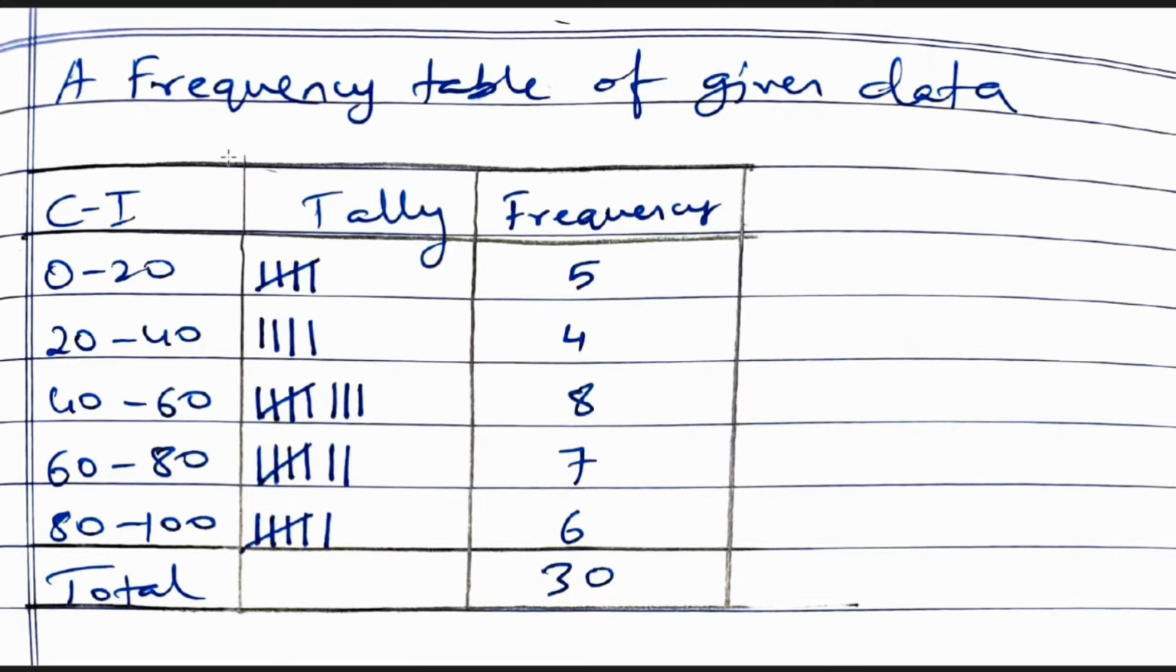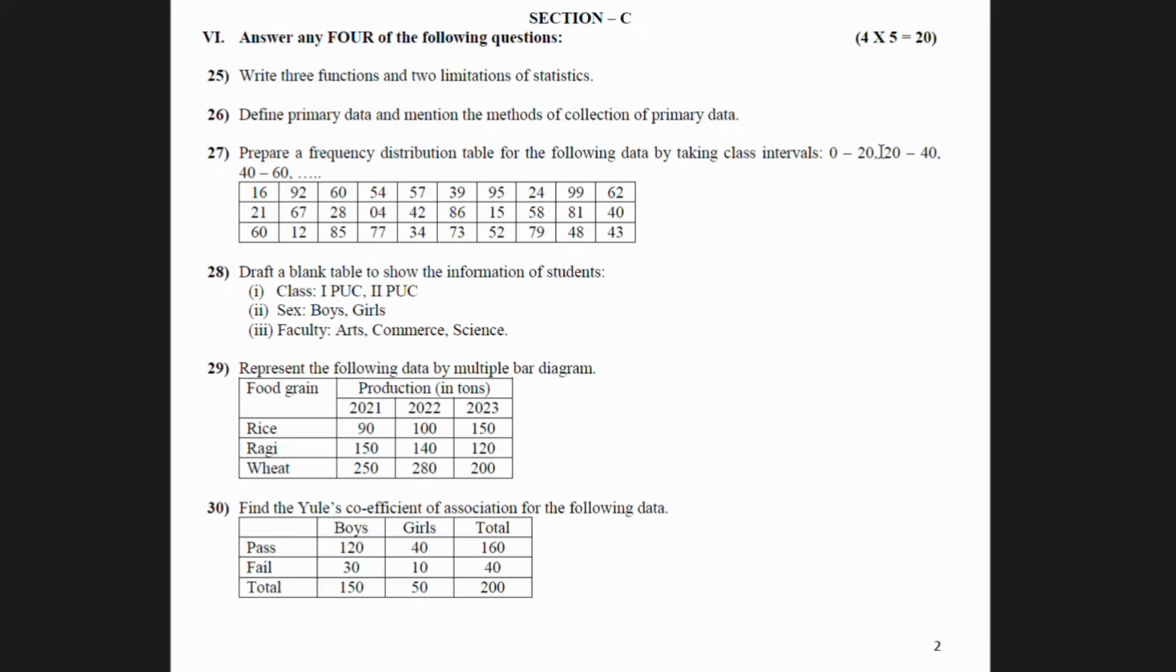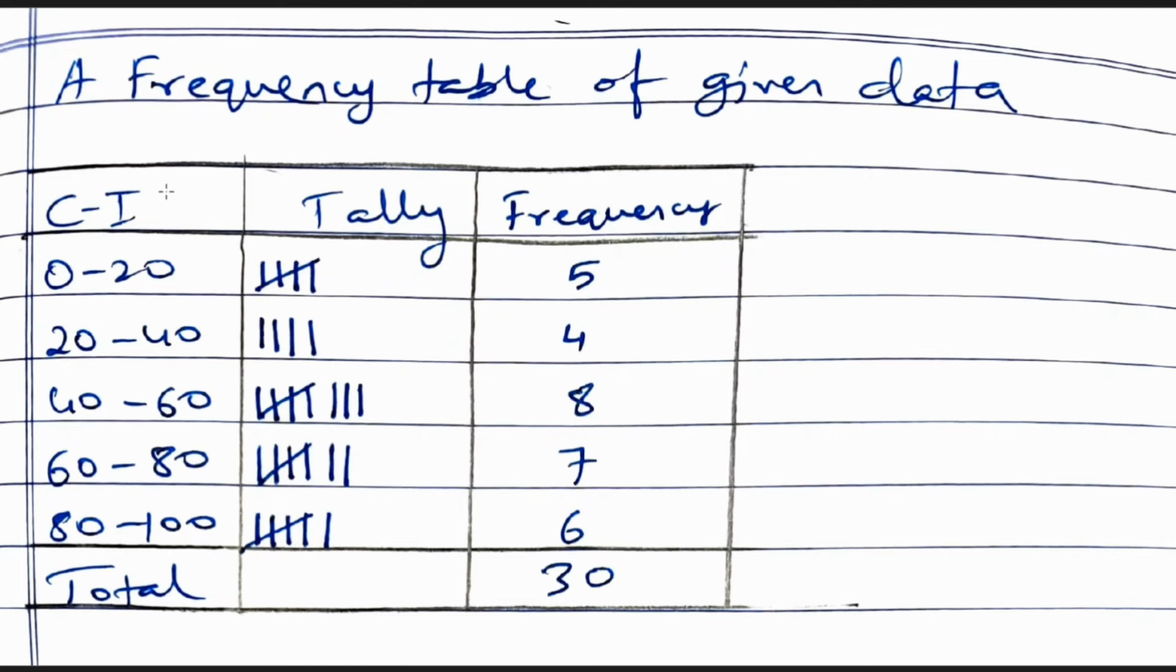Next, class intervals. They have already given you what class intervals to write: 0 to 20, 20 to 40, 40 to 60, and so on. Identify the highest value here, 99, and the lowest value, 4. So according to that your class intervals will be 0 to 20, 20 to 40, 40 to 60, 60 to 80, 80 to 100. Next, the second column should be tally. The third column should be frequency.